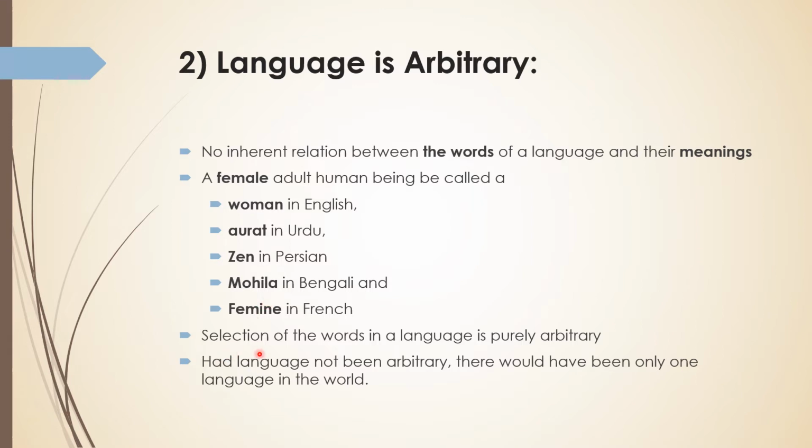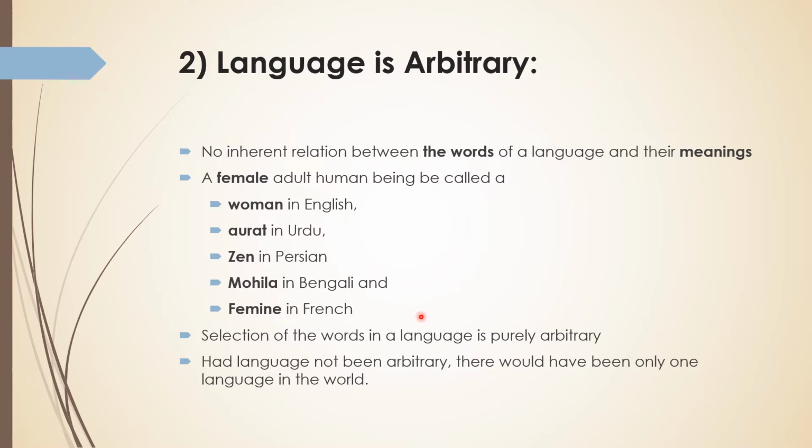So selection of the words in a language is purely arbitrary. The way the people choose this particular word to identify a female adult human is purely arbitrary. There are no written rules, there is no convention by which they refer this particular word to that particular object or human being.